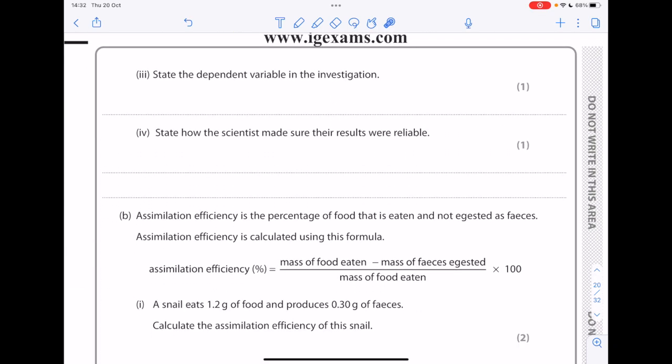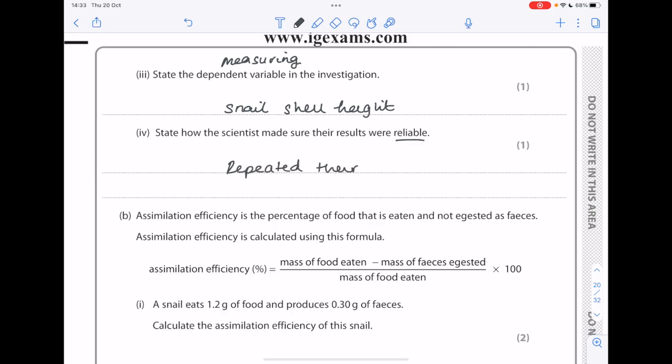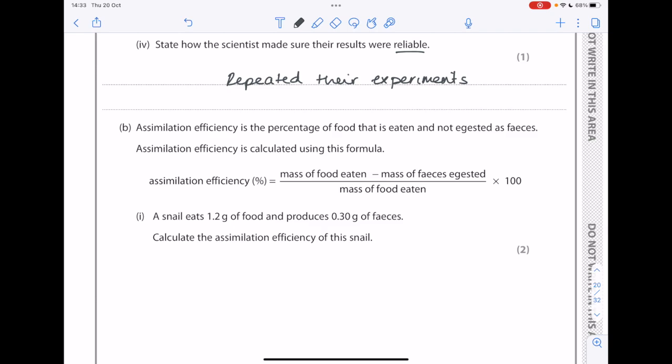State the dependent variable of this investigation. That's what you're measuring. It's the snail shell height. State how the scientists made sure their results were reliable. That's all to do with repeating. They repeated their experiments. Assimilation efficiency is the percentage of food that is eaten and not ingested as feces.